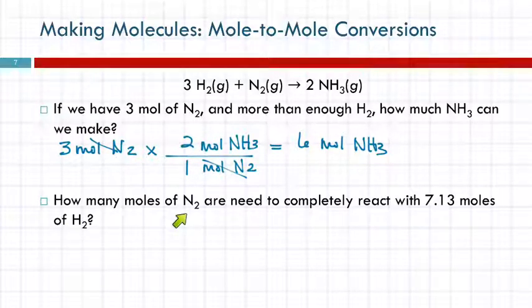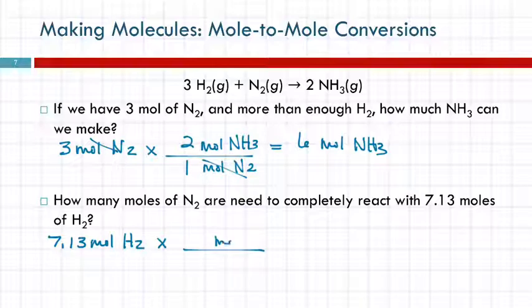How many moles of nitrogen would be needed to completely react with 7.13 moles of hydrogen? Okay, now we don't have a nice whole number anymore. Well, write down the number. I've got 7.13 moles of hydrogen. And the question is asking me how many moles of nitrogen would I need? So I want to find moles of nitrogen. And I'm going to divide by moles of hydrogen because I want those units to cancel out.